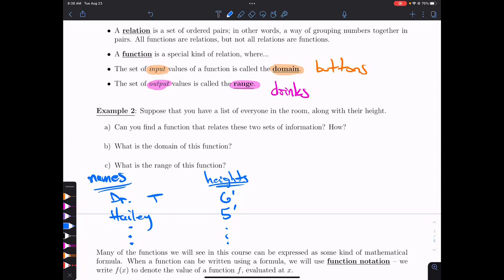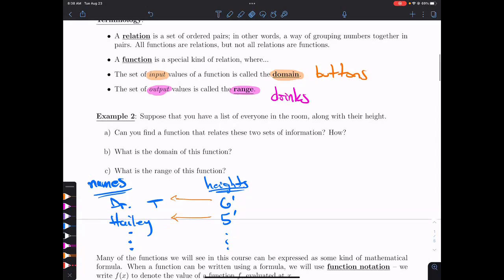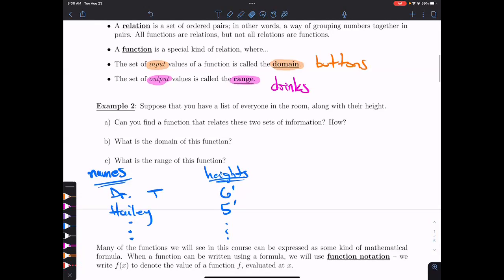All right. So, list of names, list of heights. There are two ways that we can pair these things up, right? Either we go this way, or we go this way. Does it matter? There are, I think, 27 of us in the room. Does it matter which way we pair those together? Why?